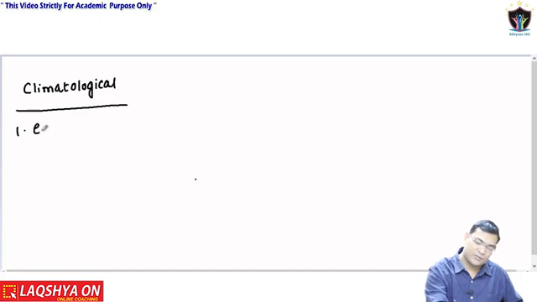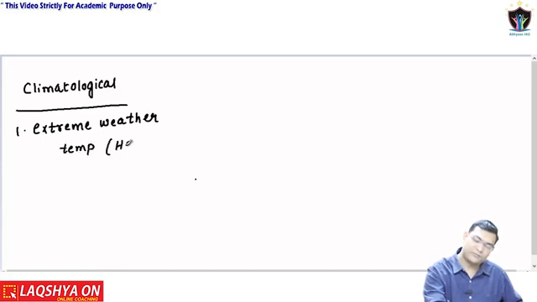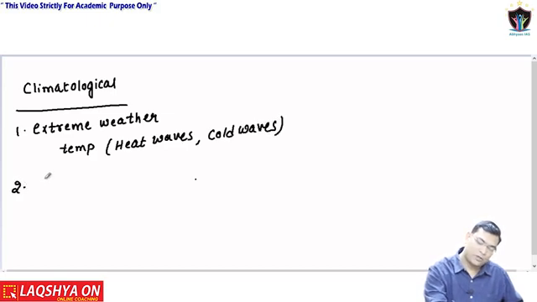First is extreme weather temperatures, nothing but heat waves or cold waves. Second is drought. Third is wildfire.